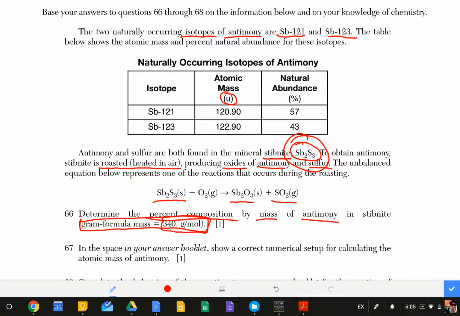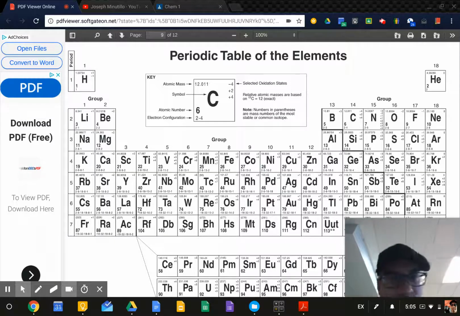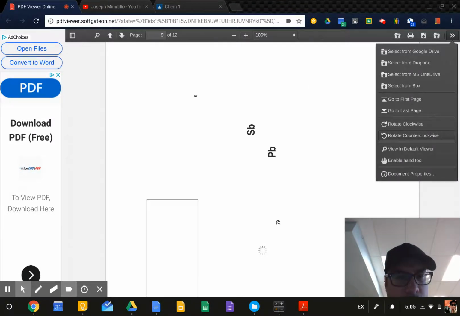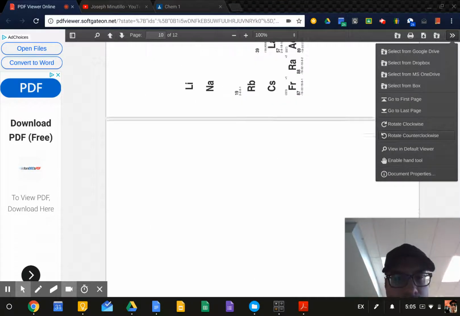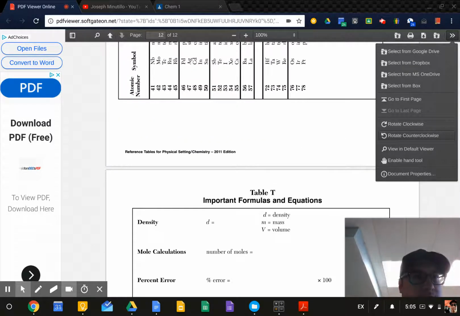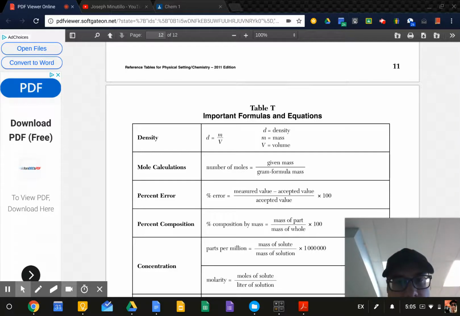And does that match with what they gave us? Yes, it does. Okay, so now that we have that, we're going to use the equation for percent composition by mass, which is on the back page of the reference tables, Table T, which has all of our important formulas and equations. See, it says important formulas and equations.